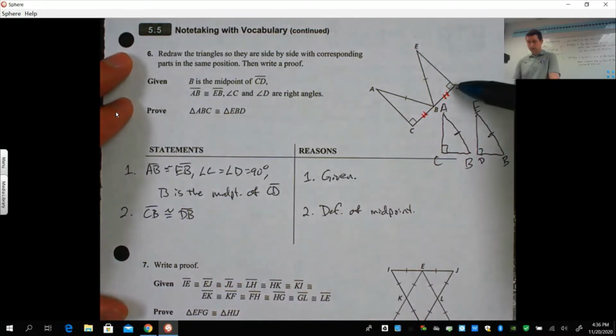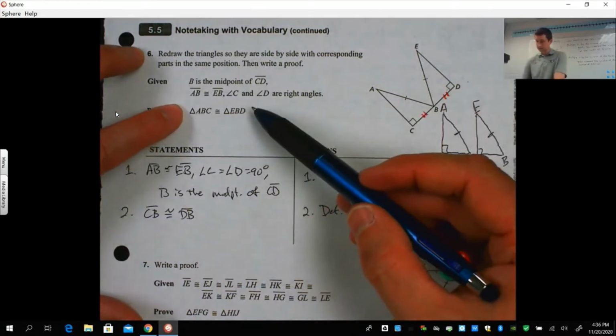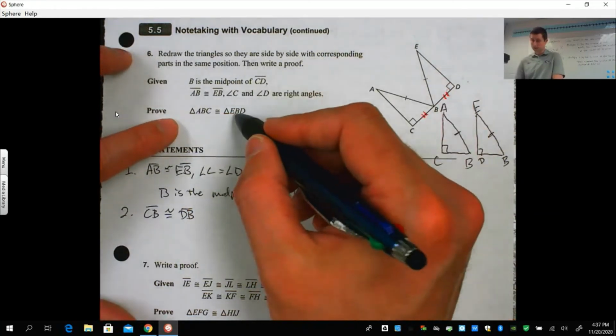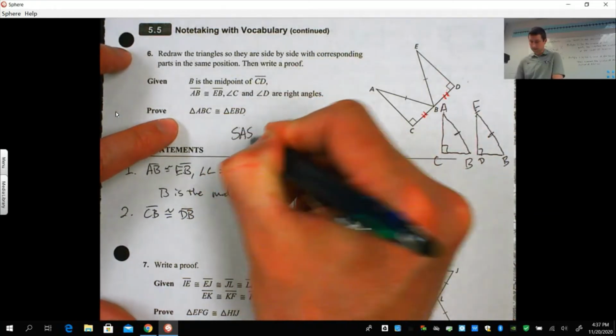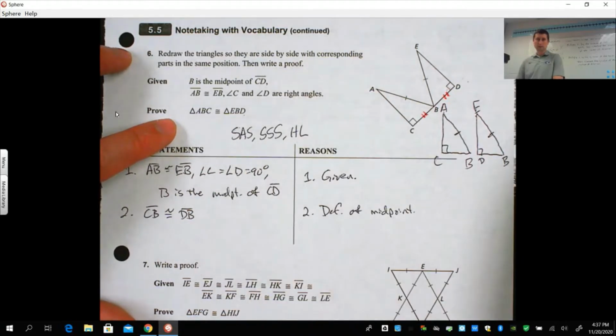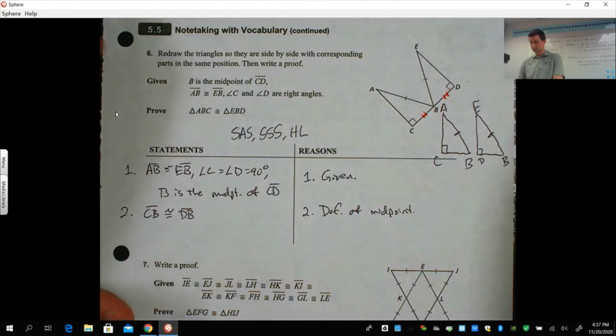Well, notice we have a triangle. They want us to prove that triangle ABC is congruent to triangle EBD. When they want us to prove a triangle congruence, we either have to use SAS, side angle side, side side side, or hypotenuse leg. So which one fits in this situation?